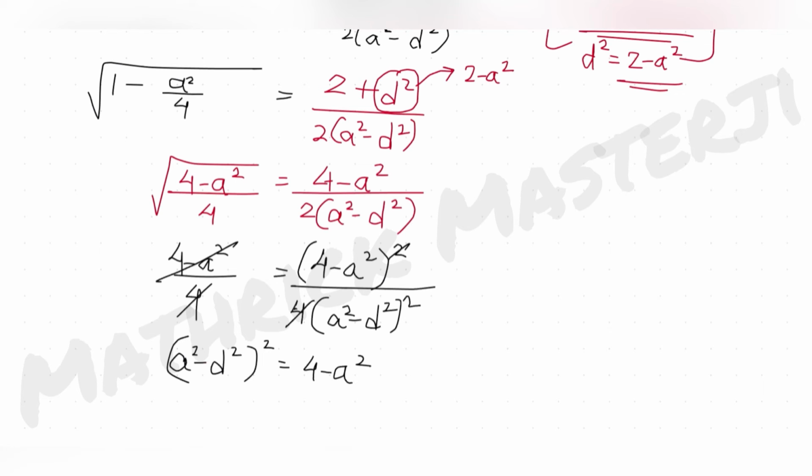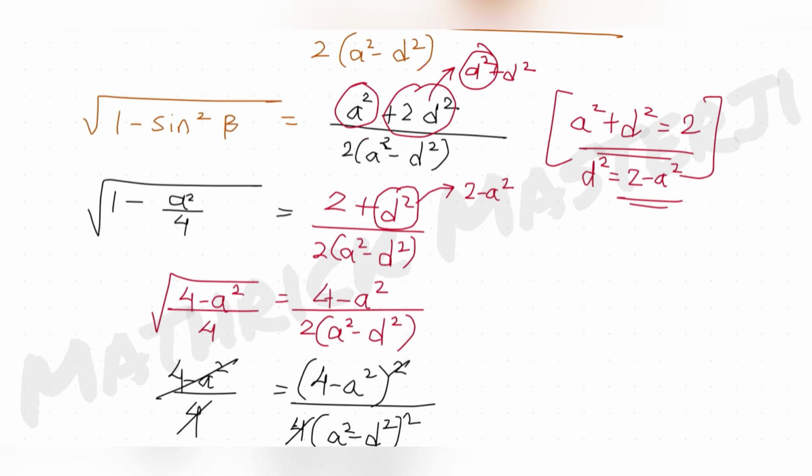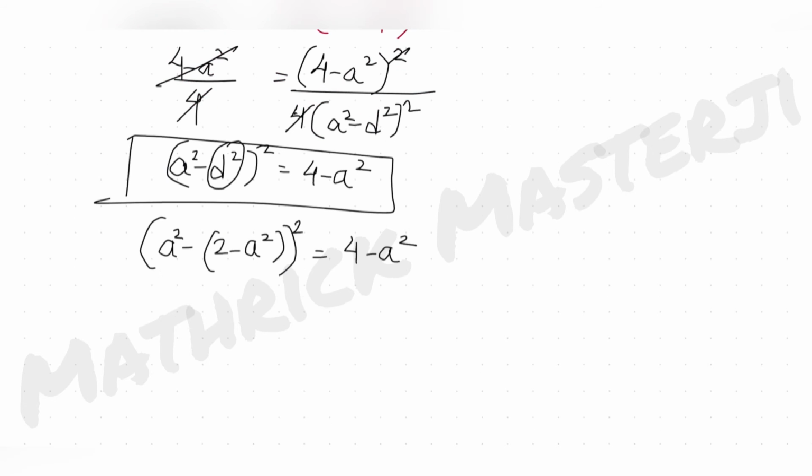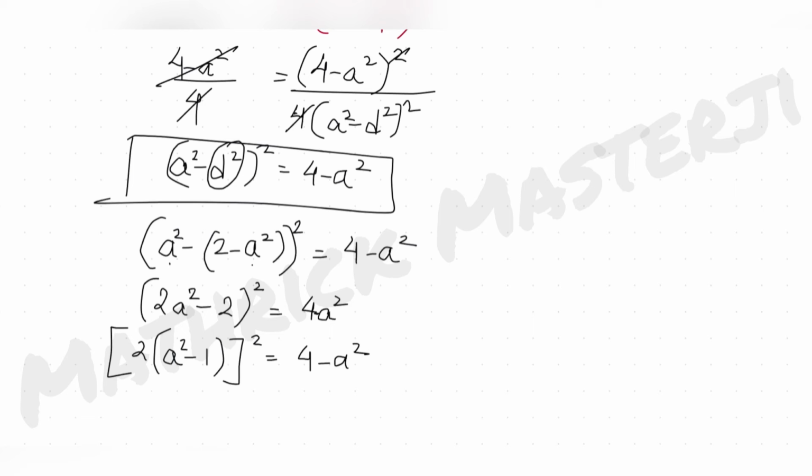Now once I have this equation, if I use my previous idea which we already figured out, that said d square you can just substitute as 2 minus a square. So if I substitute d square as 2 minus a square here only, so I get 2a square minus 2 minus a square the whole square is equals to 4 minus a square. So if I further try to solve it, I get a square plus a square, 2a square minus 2 the whole square equals 4 minus a square. So I get this, and further I see 2 taken common, a square minus 1 the whole square equals 4 minus a square.